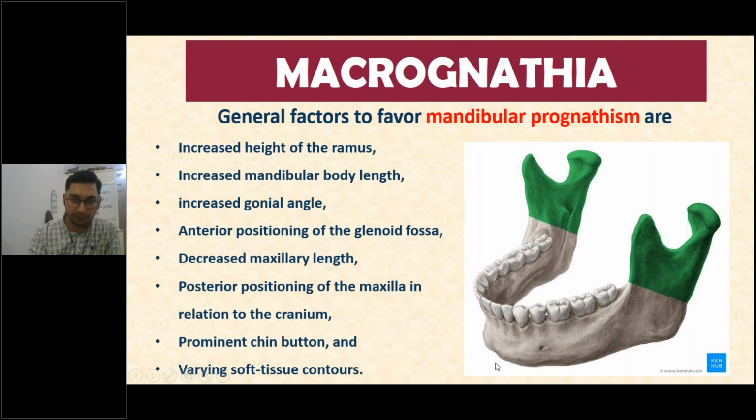Then prominent chin button because of this enlarged size, and of course varying soft tissue contours according to the length and breadth of this mandible. Right. So all these are very important. What comes with mandibular prognathism, you need to know. Okay, what comes with this enlarged mandible, you need to know. So these are important points, and these can come in the form of options. All these points have been given in Shafer's as such, so I have put those points here so that you understand what will happen if the jaw size is enlarged, and these are very easy to understand, I'm sure.